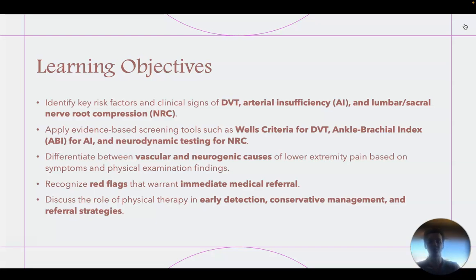Learning objectives for today are to identify key risk factors and clinical signs of these diagnoses, apply evidence-based screening tools such as the Wells criteria for DVT, ankle brachial index for AI, and neurodynamic testing for NRC, differentiate between vascular and neurogenic causes of lower extremity pain, recognize red flags that warrant immediate medical referral, and discuss the role of PT in early detection, conservative management, and referral strategies.